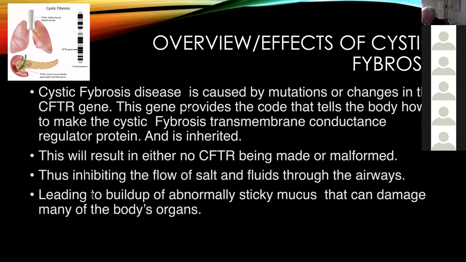Cystic fibrosis disease is caused by mutations or changes in the CFTR gene. This gene provides the code that tells the body how to make the cystic fibrosis transmembrane conductance regulator protein, and it is also inherited. This will result in either no CFTR being made or malformed CFTR, thus inhibiting the flow of salt and fluids through the airways, leading to buildup of abnormally sticky mucus that can damage many of the body's organs. We can proceed.